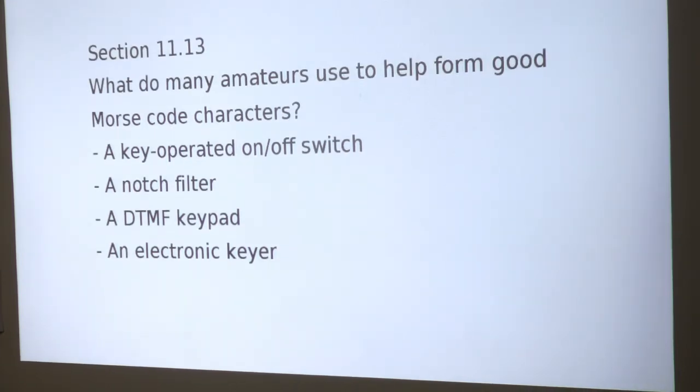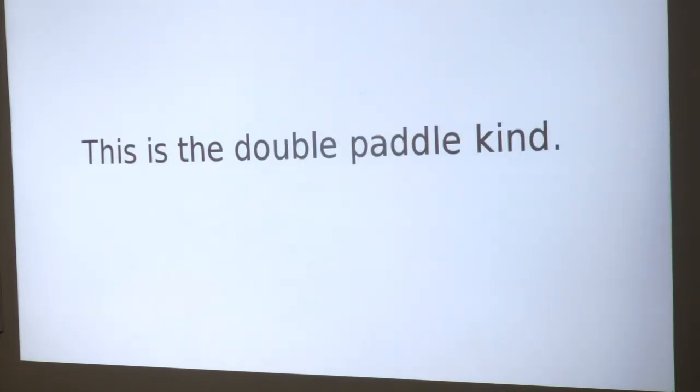What do many amateurs use to help form good Morse code characters? A keyboard. Yep, I like that one, off-on switch. Yeah, key operated. So it's an electronic keyer. This is the double paddle kind of keyer. So when you want to do a dot, it does dit. When you do the dots, dot dot dot dot, or dash dash dash dash, you don't actually have to hold it for the 3 seconds or the 1 second, depending.